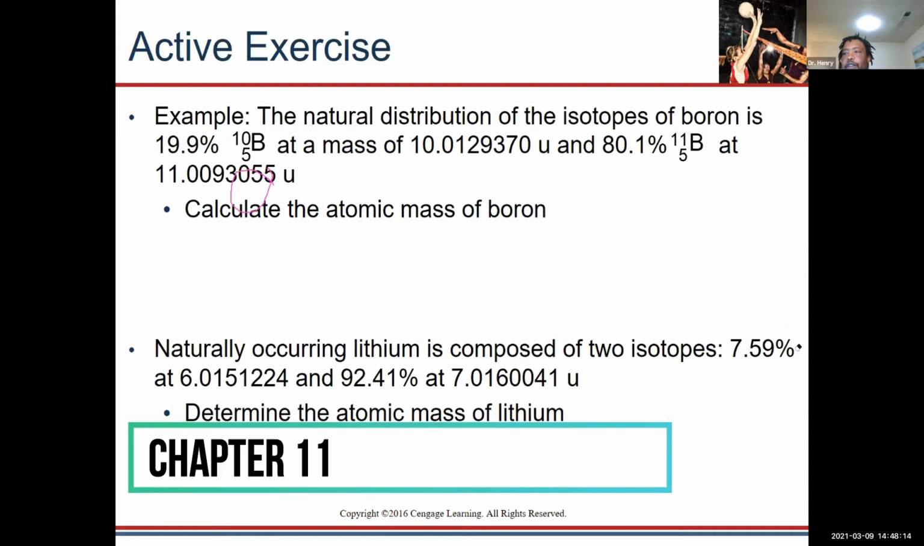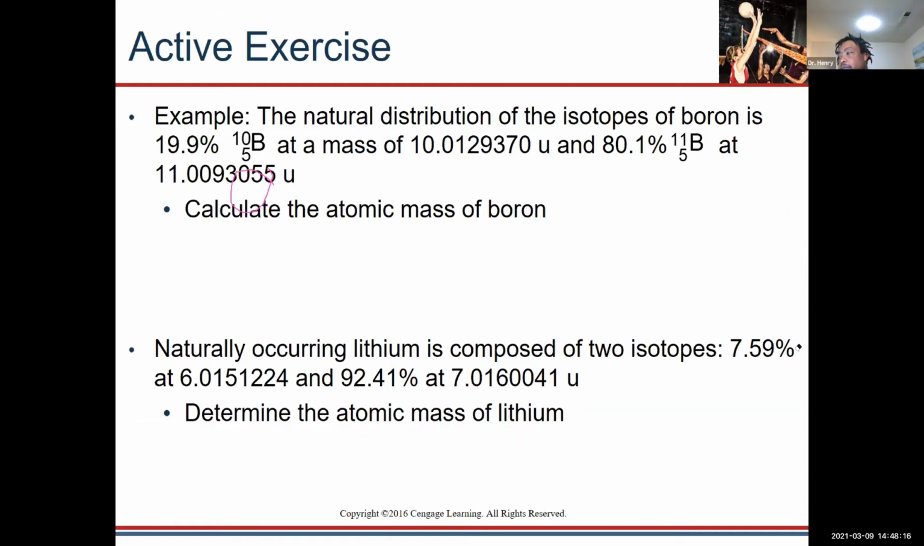Okay, so naturally occurring lithium is composed of two isotopes, 7.59% at 6.01512224 and 92.4% at 7.01600041. Okay, so what are we going to do? So I understand that we're going to multiply those together and then add them. My question is more of where do we get this information off of the periodic table? It's not provided to you on the periodic table. You can find it on P table by clicking on it.